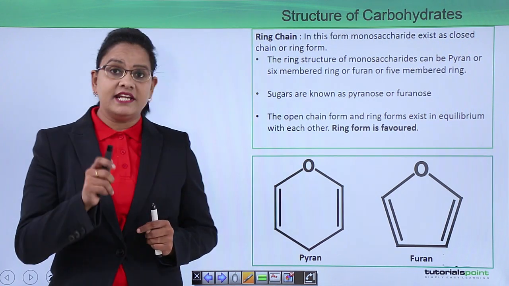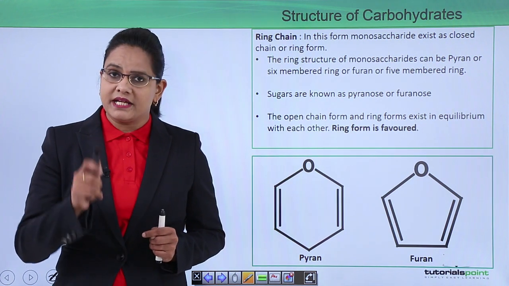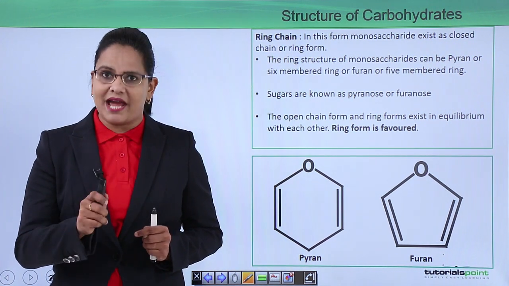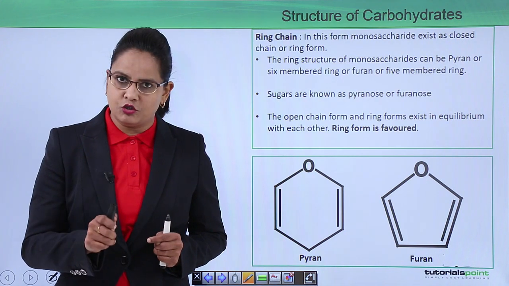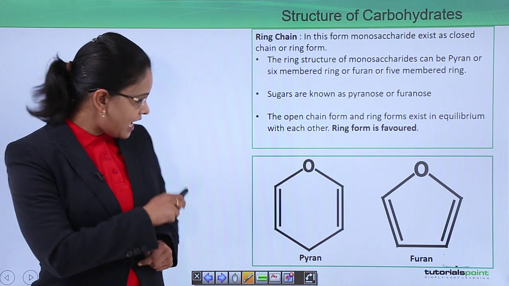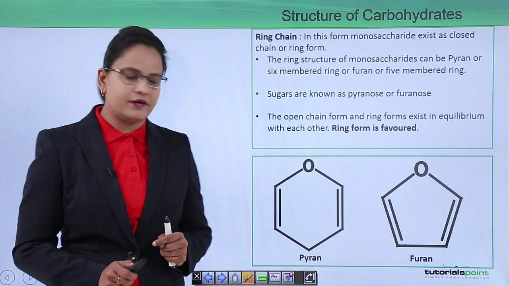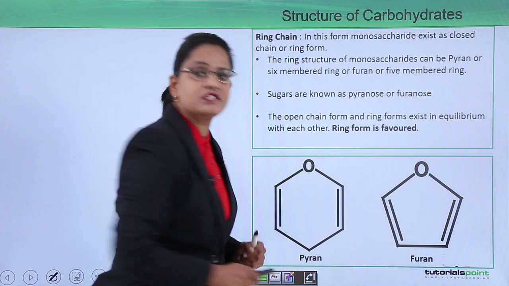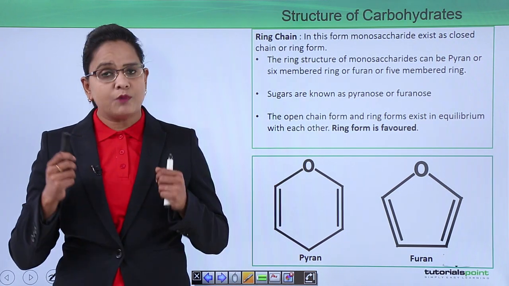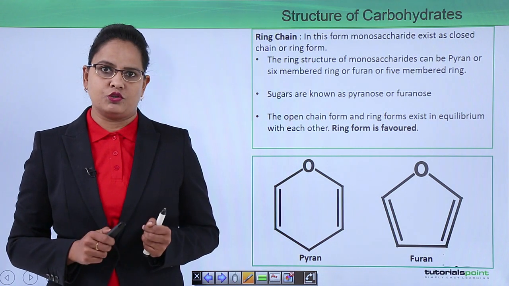Now the ring structure can be 6-membered, and because it resembles structure of a pyran, it is called pyranose sugar, and it can also be a 5-membered ring. As you can see in the figure, this is pyran, which is a 6-membered ring, and this is furan, which is a 5-membered ring. The corresponding sugars will be called pyranose sugar and furanose sugar.